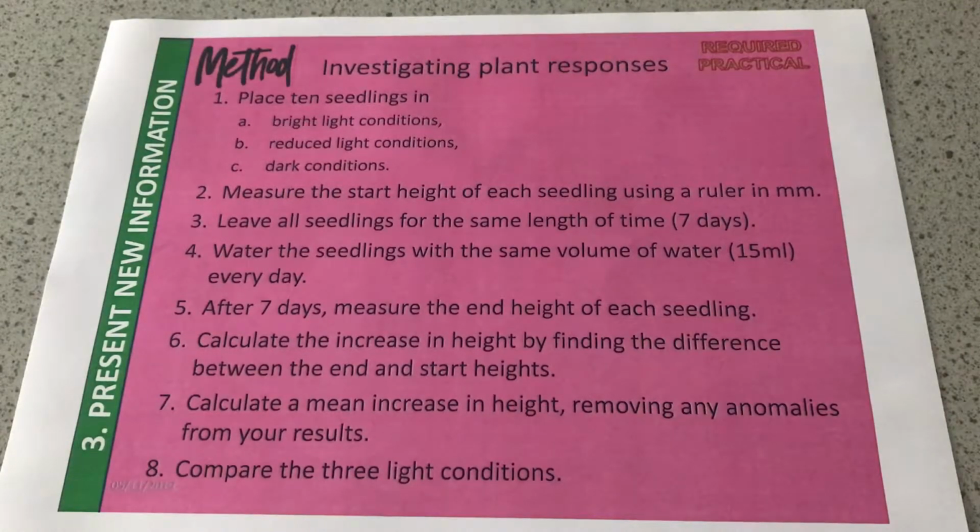So we're looking at start and end. Using that, we can calculate the increase in height by taking the end height minus the start height, and then we'll see how much it's actually grown in that 7 days. And then we can calculate the mean, but removing any anomalies. So we look at our set of results, and we'll look at our results once we've done the practical, and then we identify those that really don't fit the pattern. Maybe something went wrong, not a great seed, damaged in some way, for whatever reason didn't grow in the same way as the others, and we can remove those anomalies and then calculate a mean.